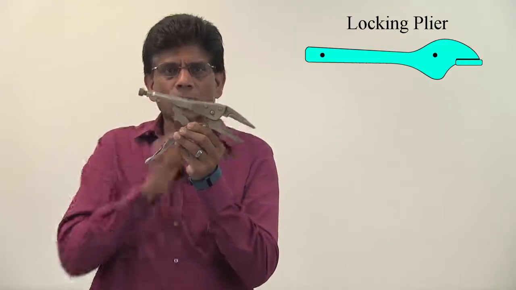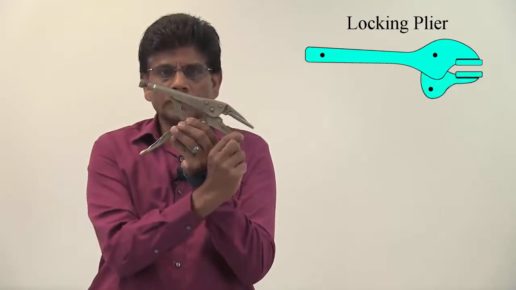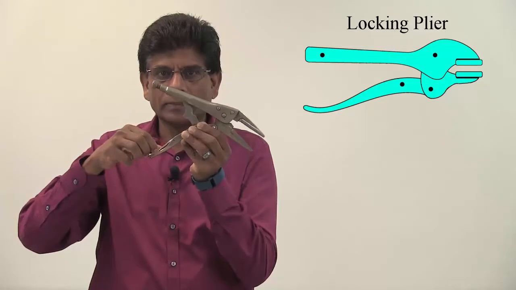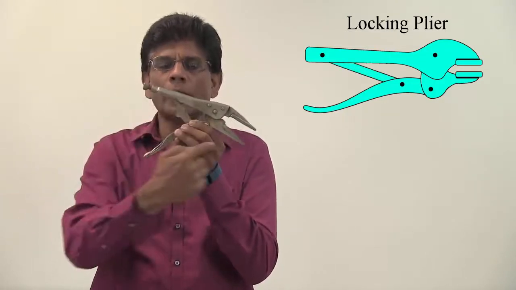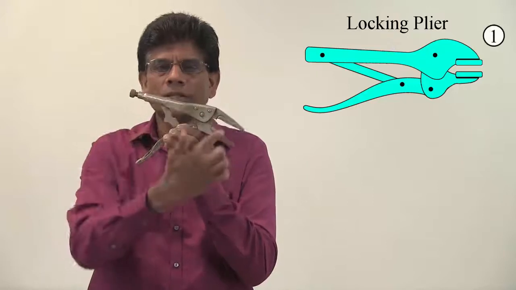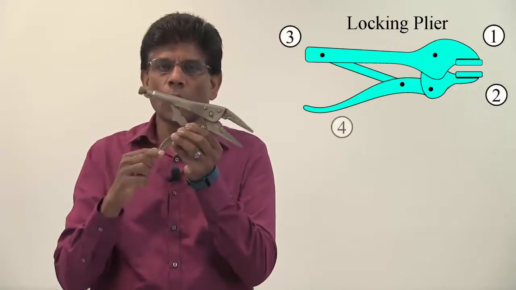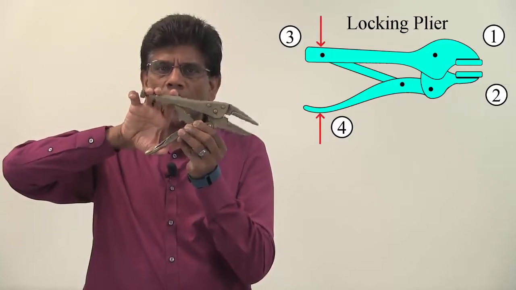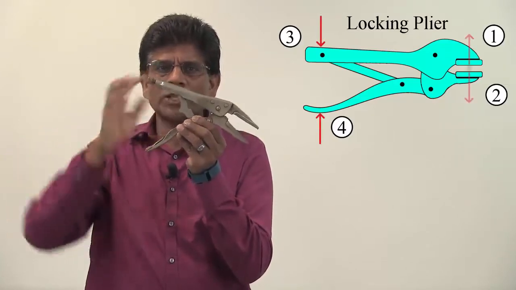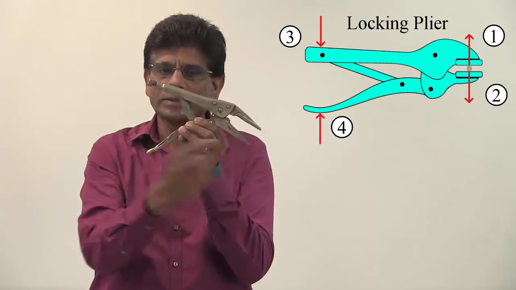There is also a lower jaw and a lower handle and a connecting rod. So there are four members in this device. 1, 2, 3, 4. When I apply a force on the handles, a force is developed between the jaws to hold something in place.